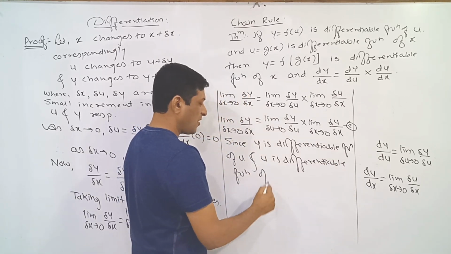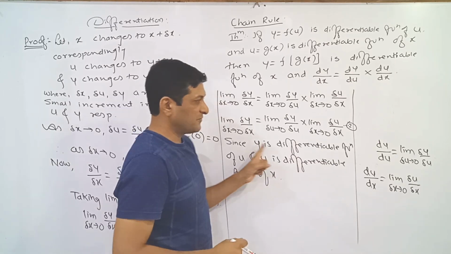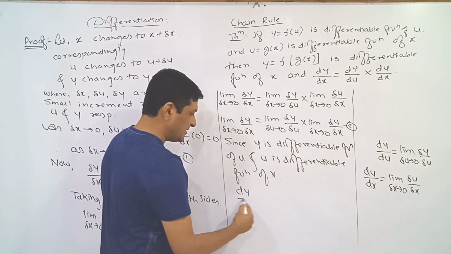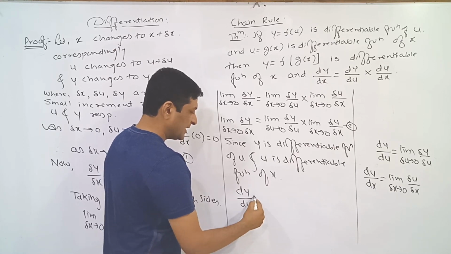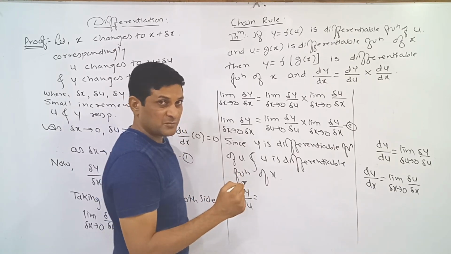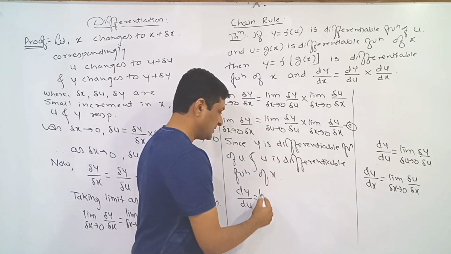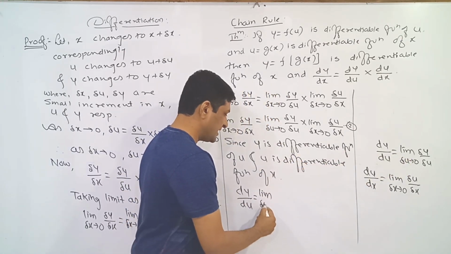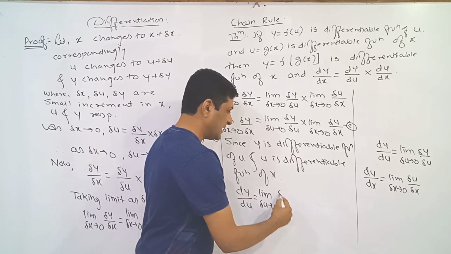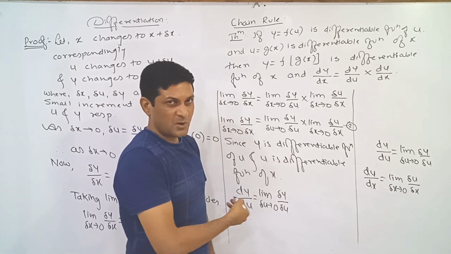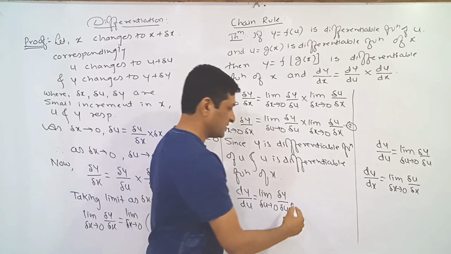Differentiable function of x. If y is a differentiable function of u, then, as we have just discussed, it is denoted by dy upon du. If y is a differentiable function of u, which limit exists? Limit delta u tends to 0, delta y upon delta u. This result we have got using the definition of differentiation.